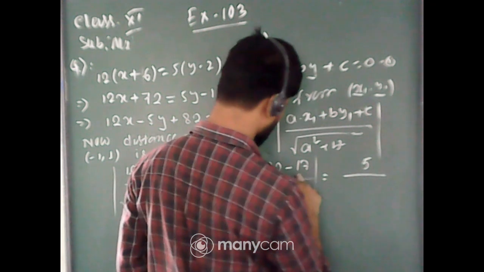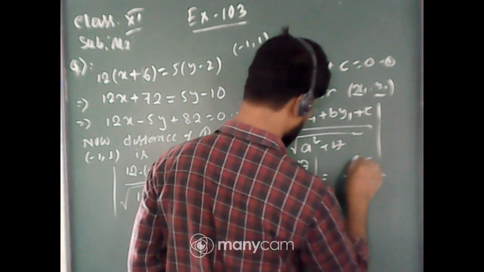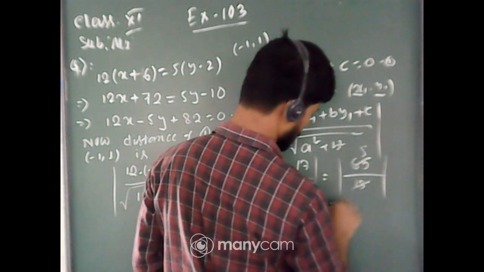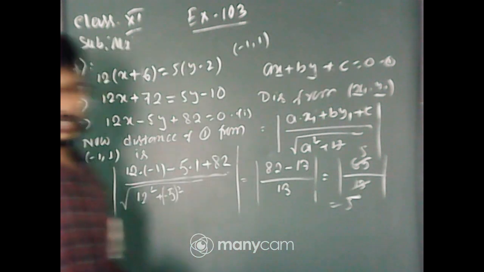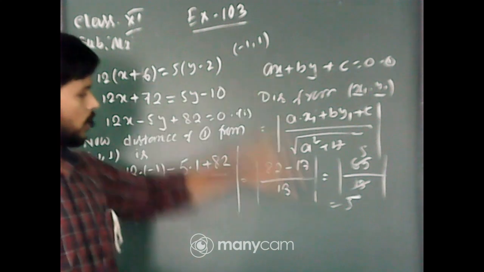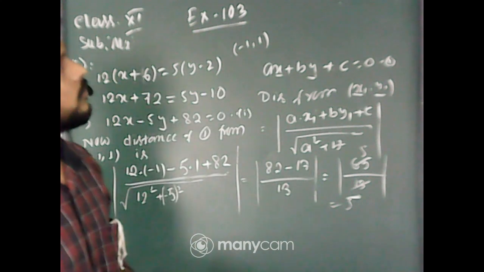So 65 by 13 is 5, that means 5 unit. So the distance of the line from the point minus 1 comma 1 is 5 unit.